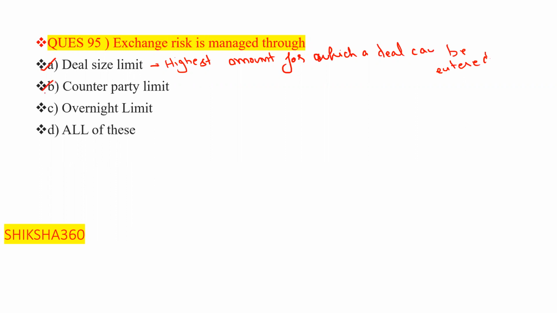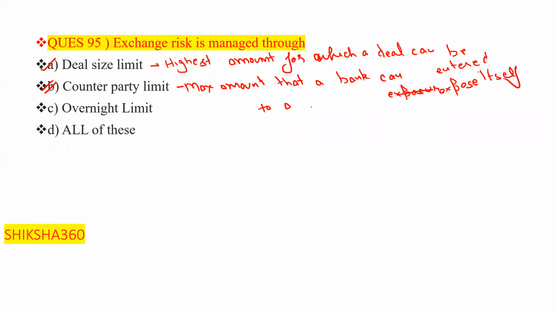Next is counterparty limit. This one is also correct for managing the exchange risk. What is the meaning of counterparty limit? Counterparty limit is the maximum amount that a bank can expose itself to a particular counterparty.